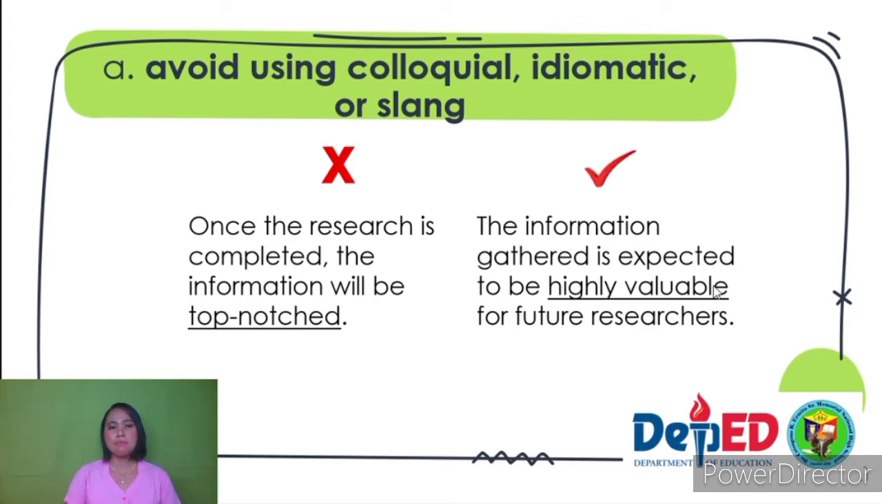We have here an example. Once the research is completed, the information will be top-notch. So in the first statement, we use the word top-notch. Top-notch is an example of a colloquial word. So instead of using that word, we must use the words highly valuable to make our essay formal.